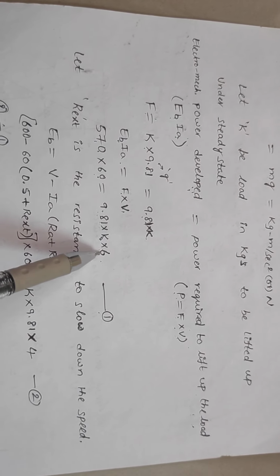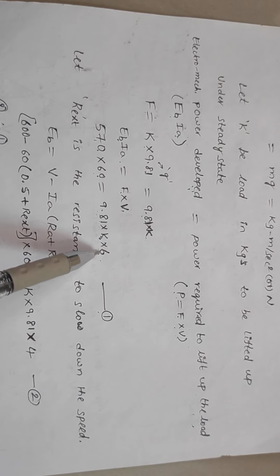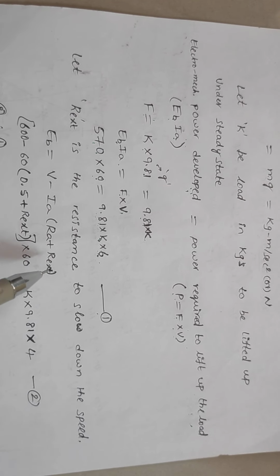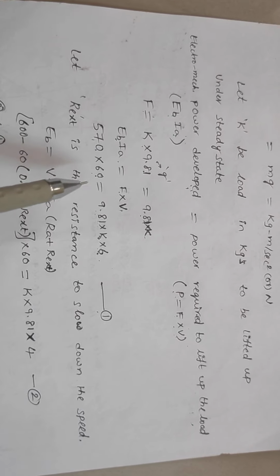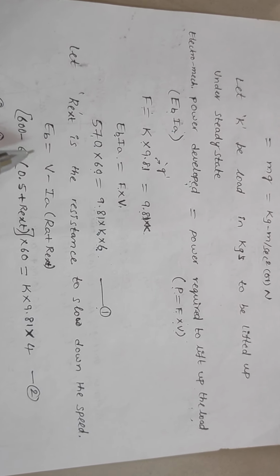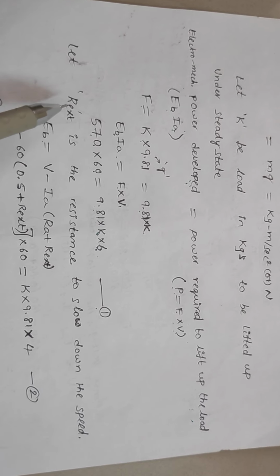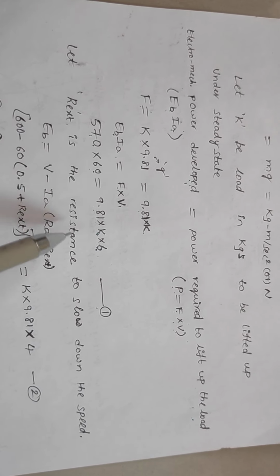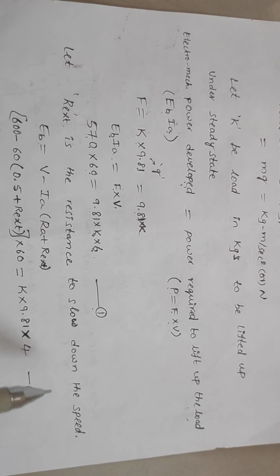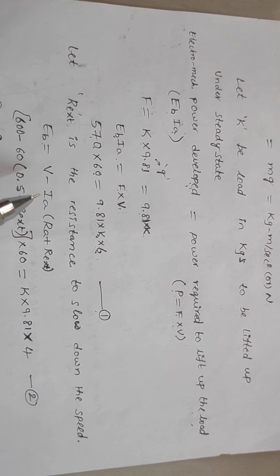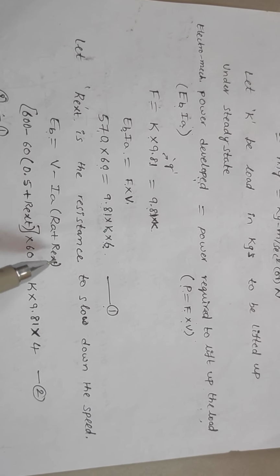Now we need to bring down the speed from 6 meters per second to 4 meters per second. It means how much external resistance needs to be added. Already with the initial parameters we calculated the EB. Now let us assume that R external is the resistance to slow down the speed of the motor. Because you are adding some external resistance, the back EMF will change. EB is equal to V minus IA into RA plus R external.